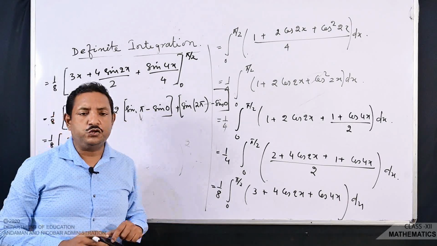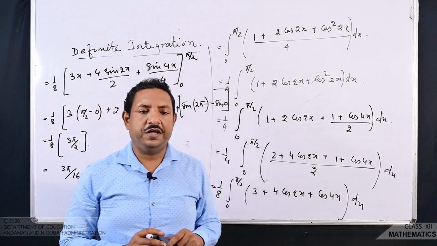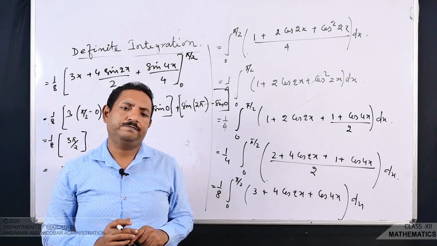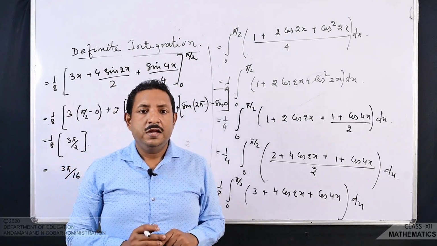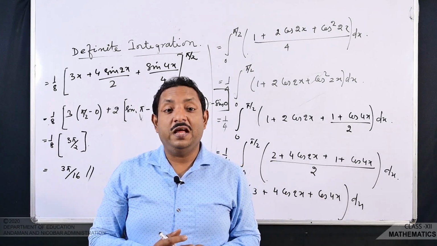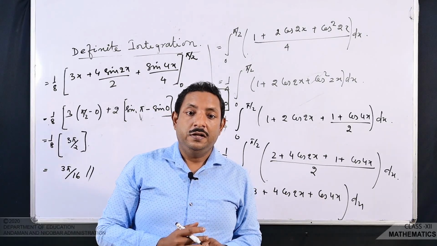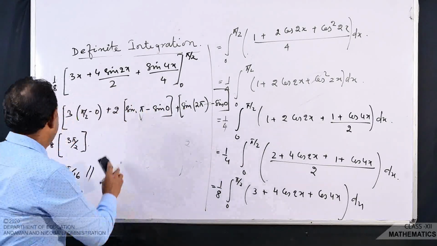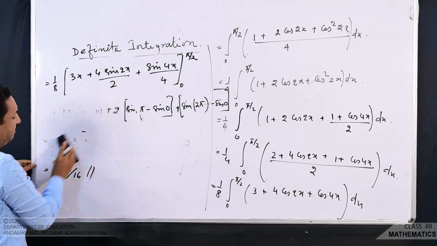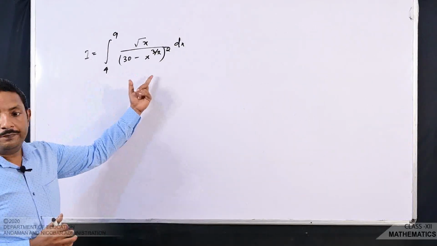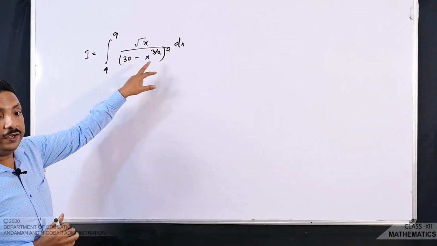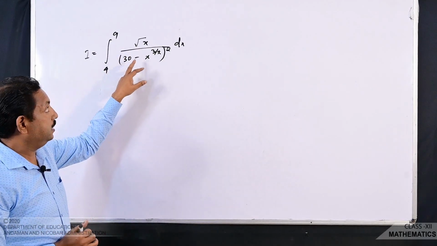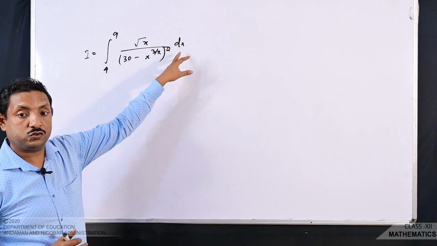When we use the substitution method of this definite integration, there is one important point to be taken care of. That is, while substituting, the limit will also change. Suppose I am giving you here a simple example. Now, look at this problem. We have to perform the definite integration of this function, that is root x upon 30 minus x power 3 by 2 the whole square dx.